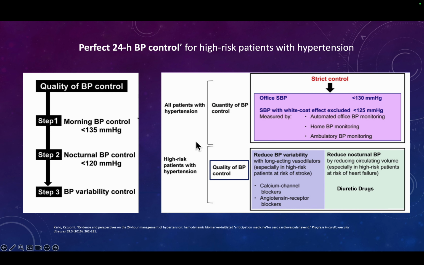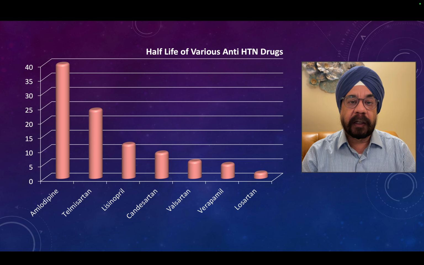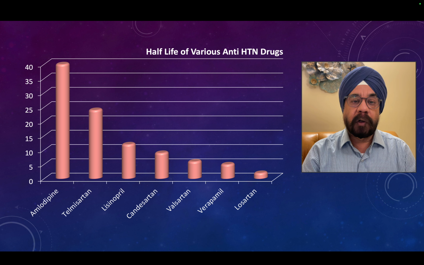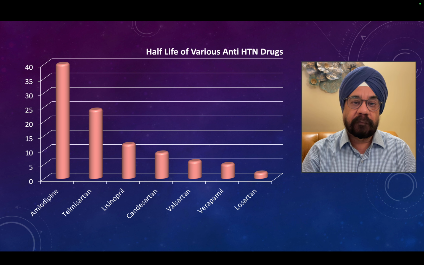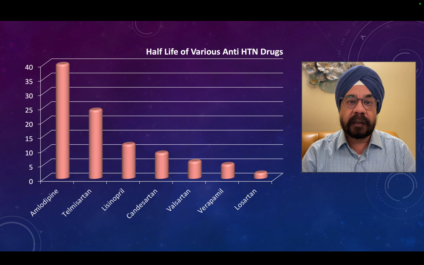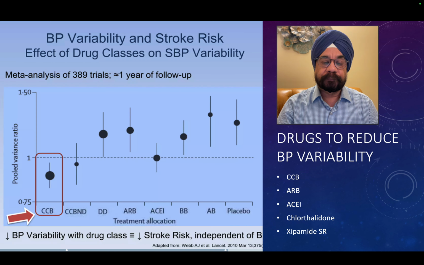So in that BP control, you have to use longer acting drugs, and the drugs which are known to have a reduction in BP variability. What are those drugs which are known? The longer acting half-lives I have shown for various drugs. Amlodipine scores out of that, seconded by telmisartan, and these medicines have a very long half-life and they reduce that peak and trough variation in blood pressure and day-to-day variations in blood pressure.